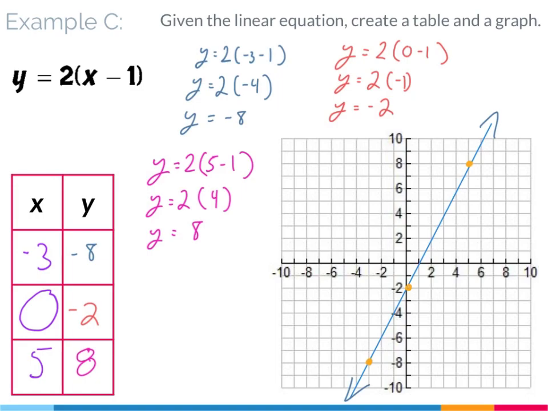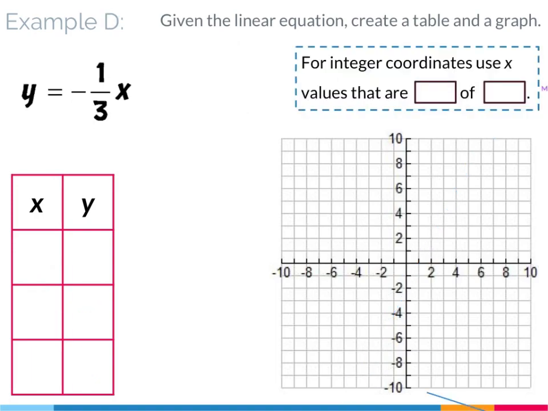Now let's go ahead and take a look at example D. Here we are at example D, and it says given the linear equation, create a table and graph. And again, we've got y equals -1/3. So again, I've got fractions that I need to multiply.